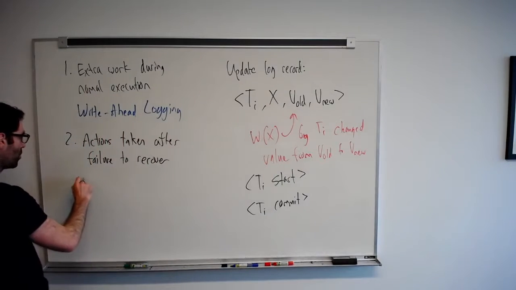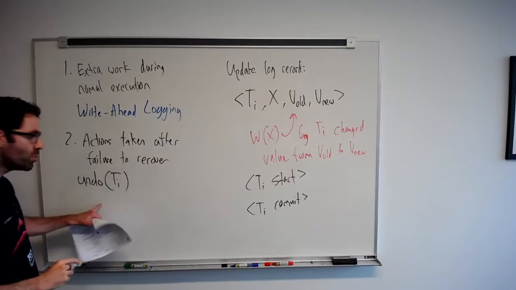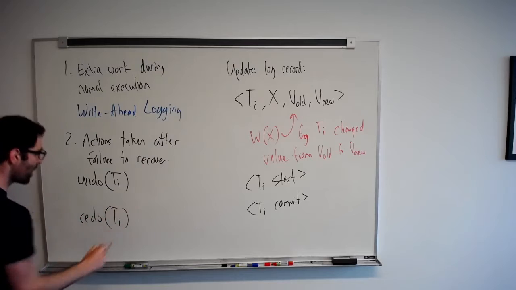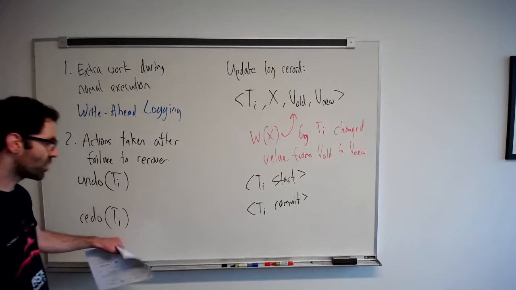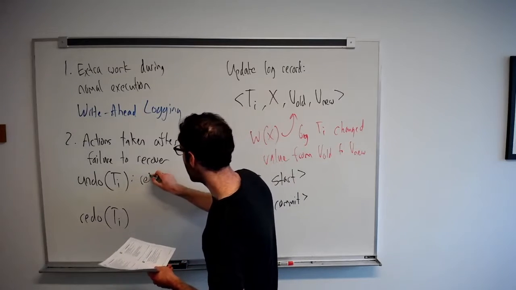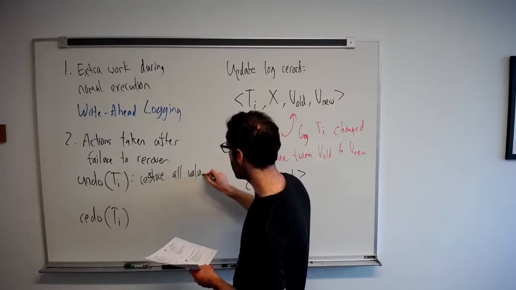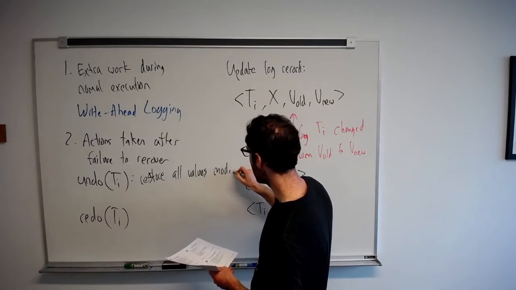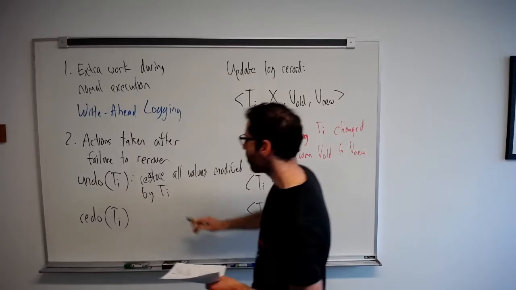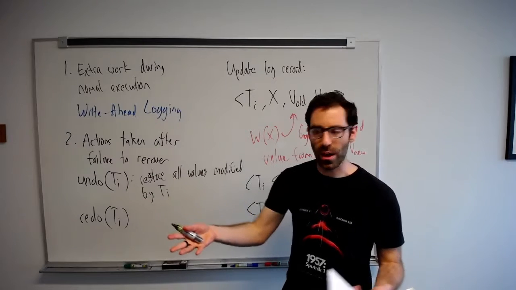We're going to undo some transaction. We're going to need to be able to undo a transaction as well as redo a transaction. As you might imagine, undo is going to restore all our values that were modified by Ti to their old values.